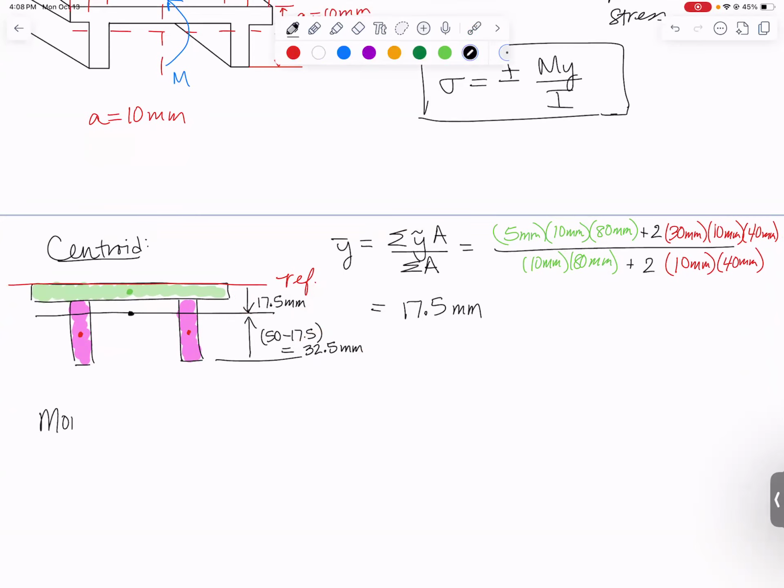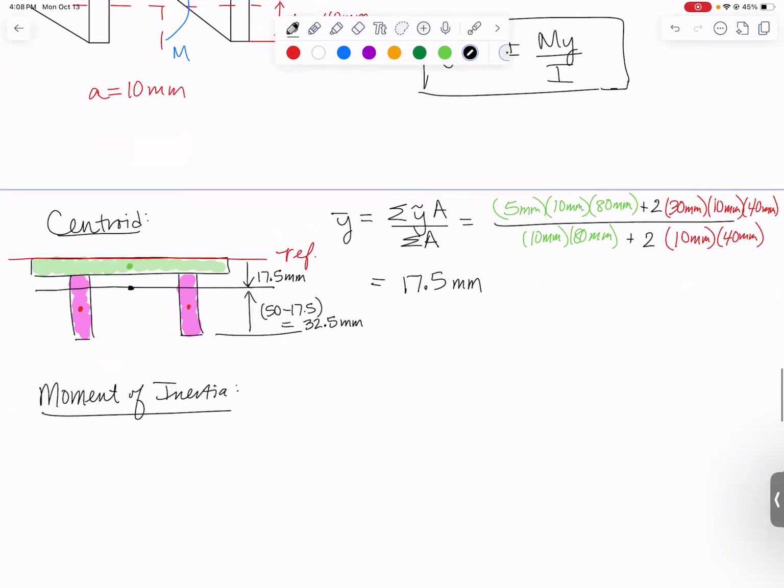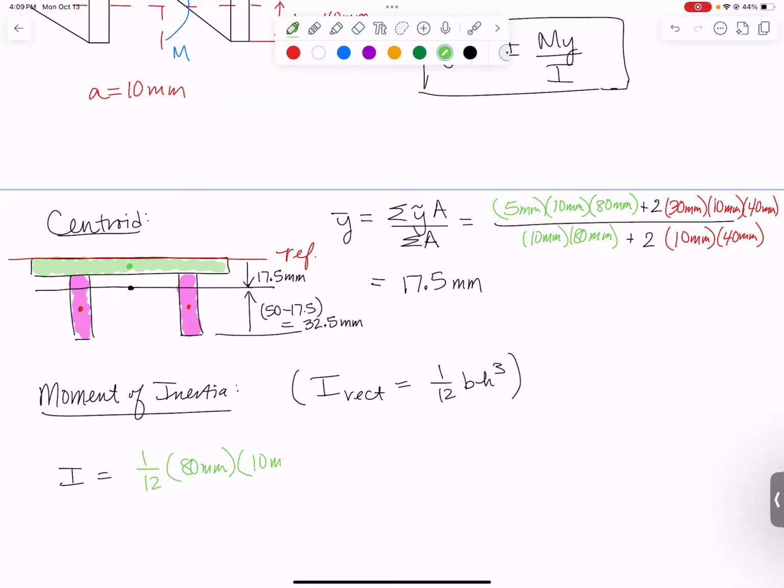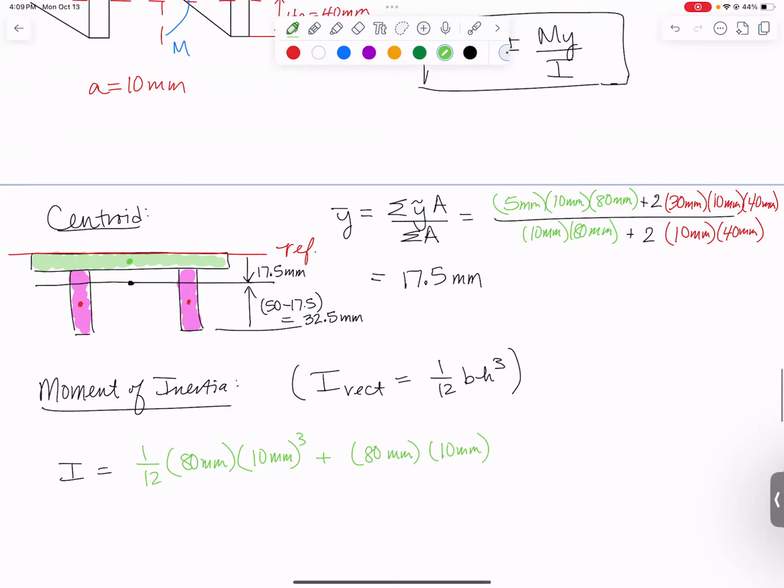Now the moment of inertia, the other pesky part of the problem. So reminding you that I for a rectangle, we used it above, is 1/12 b h cubed. So my moment of inertia, let's start with the green rectangle. 1/12, its base is 80 millimeters, and its height is 10 millimeters, which gets cubed. Now that is the moment of inertia of the green rectangle about its own centroid. I need to now use the parallel axis theorem to move it down to the centroid of the whole shape. So that is adding to it its area, 80 millimeters times 10 millimeters, and the distance between their two centroids.